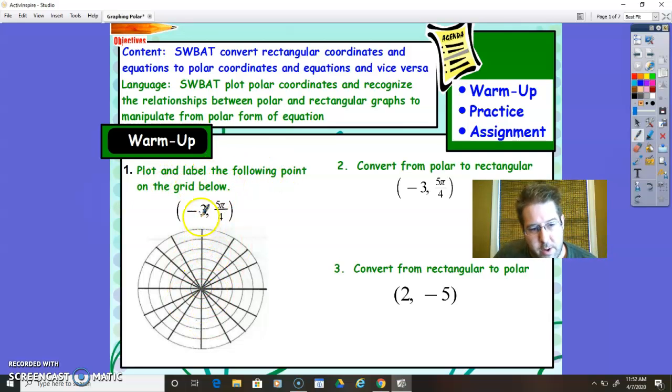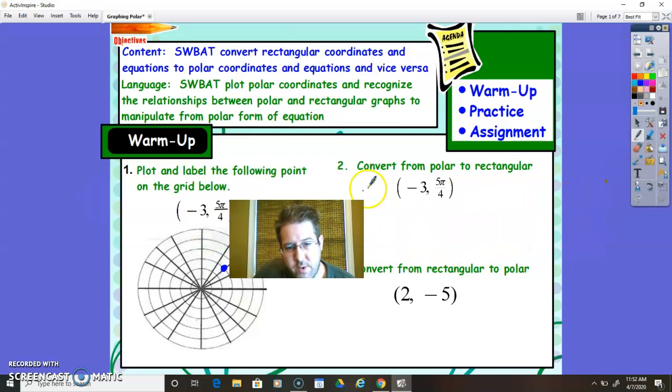So we have a polar coordinate, (-3, 5π/4). 1π/4, 2π/4, 3π/4, 4π/4, 5π/4. 5π/4 would be in this direction in reference to the starting position, but it's -3. So instead of going 1, 2, 3 this way, you're going to go the opposite direction, 1, 2, 3 this way. So that's where that point ends up.